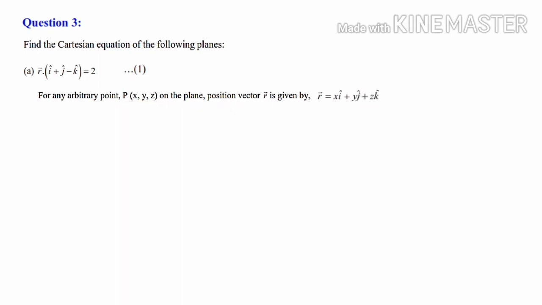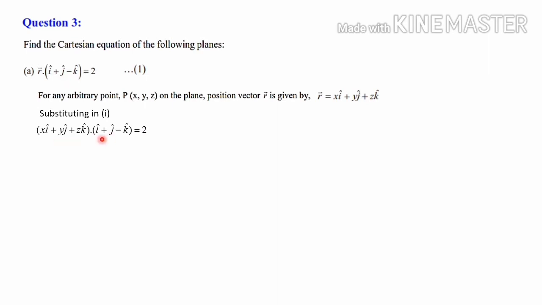So what we are going to do is just substitute xi plus yj plus zk for vector r, then go for the dot product. You will get the Cartesian equation. That is the easy way. So substituting in equation number 1, this vector r is replaced by xi plus yj plus zk dot, the balance is same, i cap plus j cap minus k cap is equal to 2.